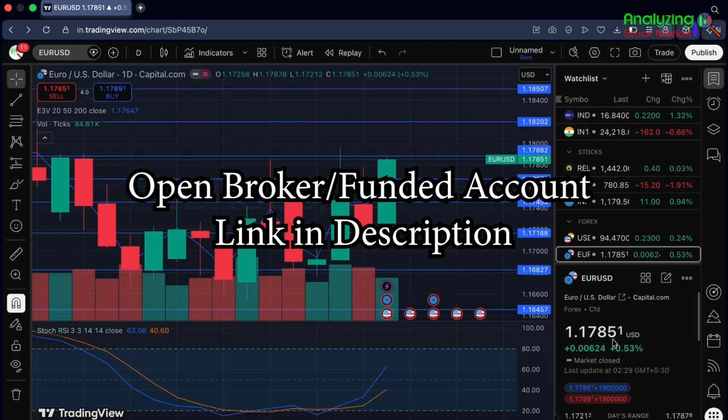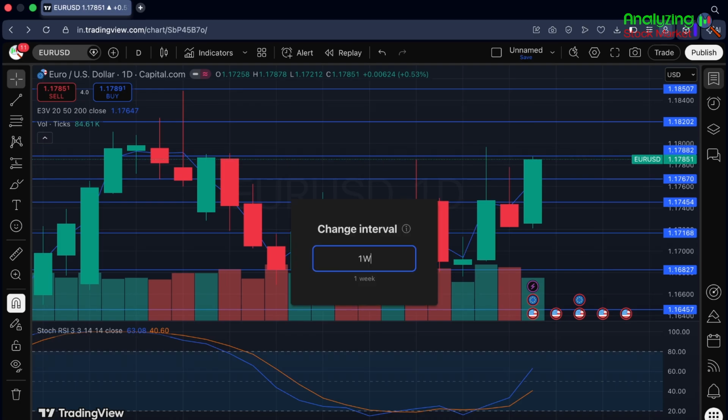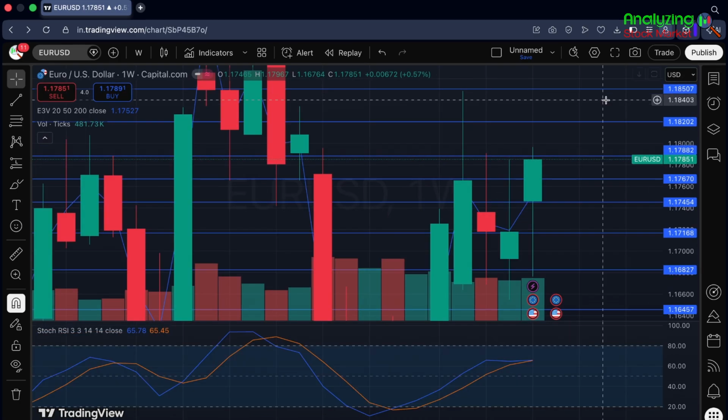Now I'll be talking about what is going to happen in the coming week. I'll also be marking some important support zones and resistance zones, which will help you to take better stop loss and target levels according to your bias for this week. So let's open our weekly chart first and see what happened in the previous week's momentum in Euro USD.